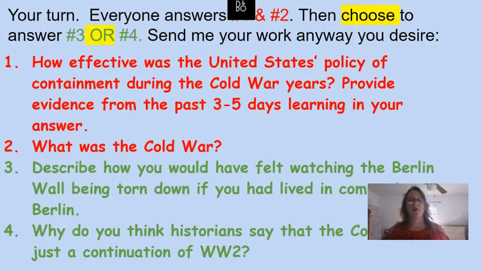Number 3, describe how you would have felt watching the Berlin Wall being torn down if you had lived in communist Berlin. So if you had been on the eastern side, the plain wall side, how would you have felt watching the Berlin Wall being torn down? Or choose number 4, why do you think historians say that the Cold War was just a continuation of World War II? So choose one of those. Okay, I look forward to your answers.